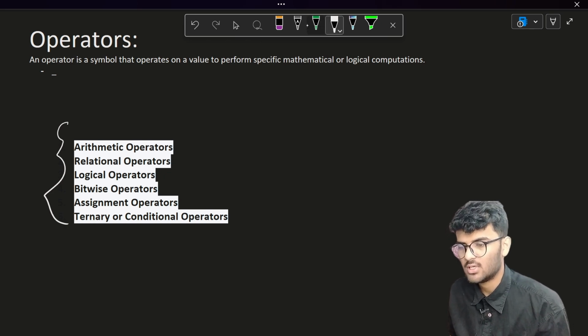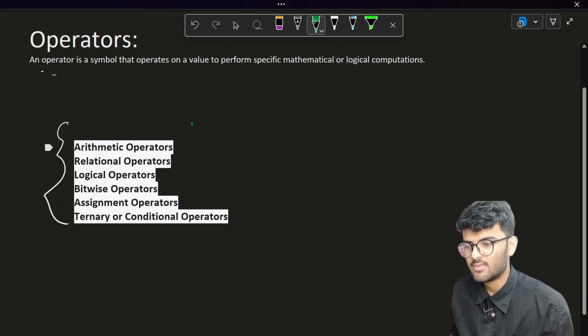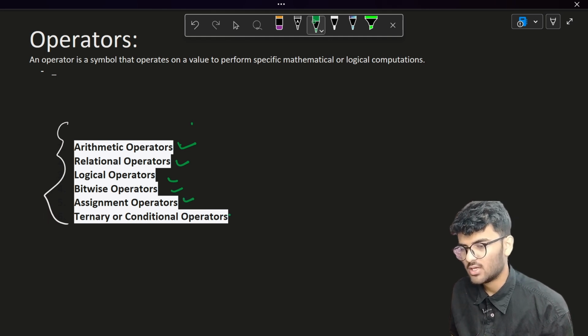So the first one is arithmetic operator, then relational, then logical, then bitwise, then assignment operator, and ternary, or you can say conditional operator. So first we will talk about arithmetic operators.